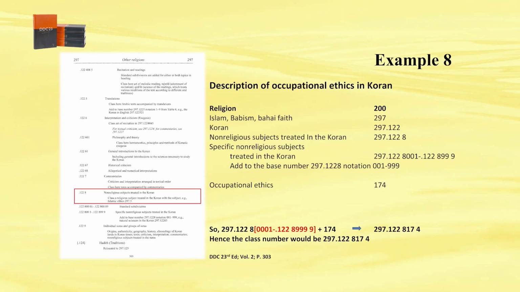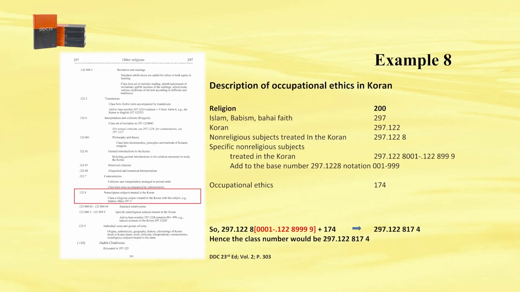From the third summary, we can retrieve the number for occupational ethics, that is 174. So we have already got the number for Quran and non-religious subject dealt in the Quran. Then we got the instruction. From the instruction, we have found the number for occupational ethics. So we have covered all the facets dealt in the book.